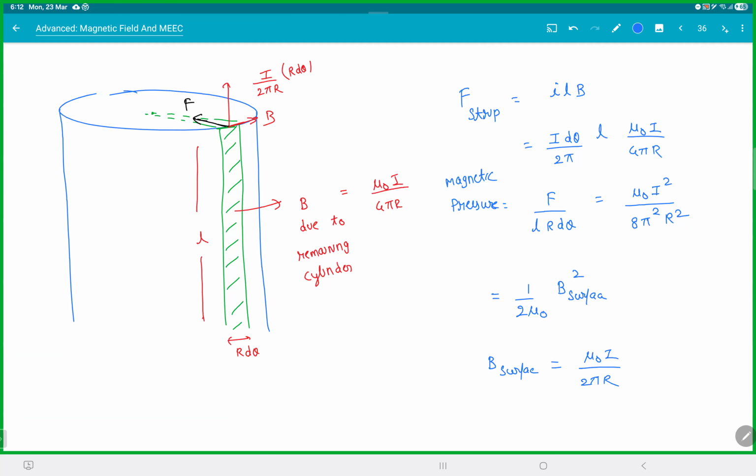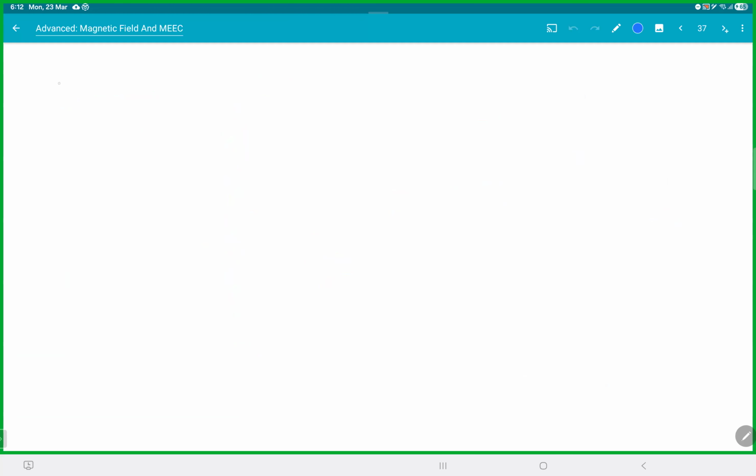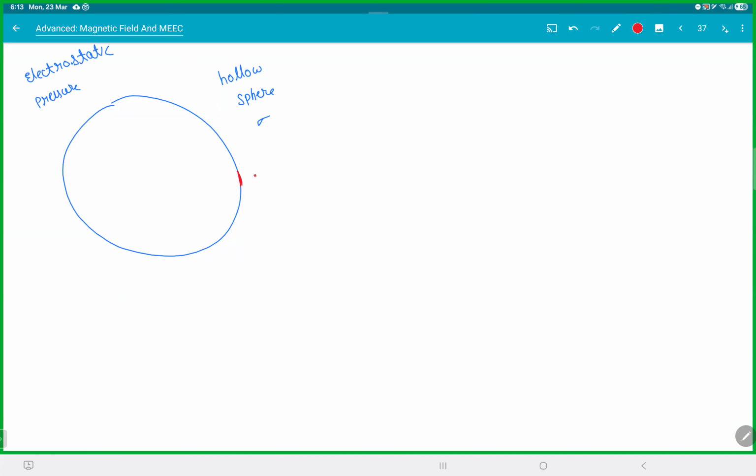Right. So that is the thing. And I'll explain one more thing. If you do the same thing for electrostatic pressure, hollow sphere, sigma. So be careful. Last time what we did was for solid spheres. We didn't do it for hollow. Here also we do the same thing. We will take a small strip here. We will say here the field is sigma by epsilon, which is q by 4 pi r square. And this E is equal to 0.